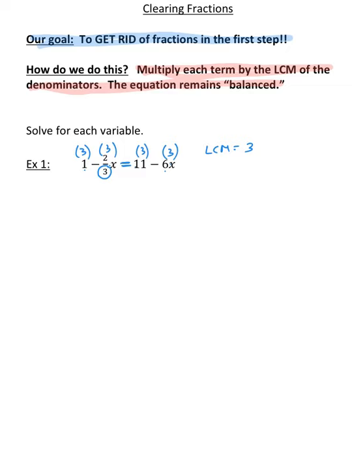So in the first term, 3 times 1 is 3. In the second term, the 3 that we're multiplying by and the 3 in the denominator will cancel each other, because it's like you're multiplying 2/3 times 3 over 1, and these cancel. So I end up with just minus 2x equals, and then multiply by 3, 33 minus 18x.